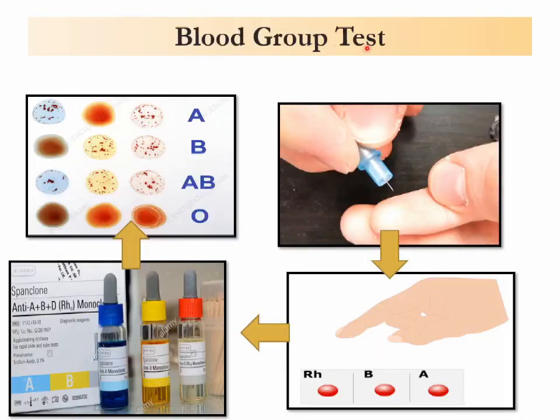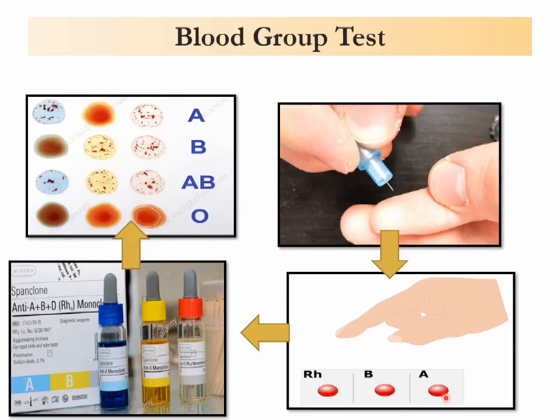So for the blood group test, how are you going to determine your blood group type? Simply, you are going to sterilize your finger with an alcohol swab, and then with a sterile lancet, you're going to prick your finger in order to obtain blood. And on a slide, as we said, this is a slide test performed on a slide, you're going to add 3 different drops from the same person.